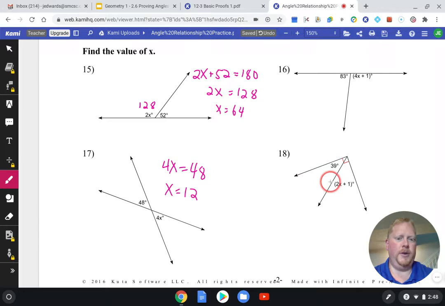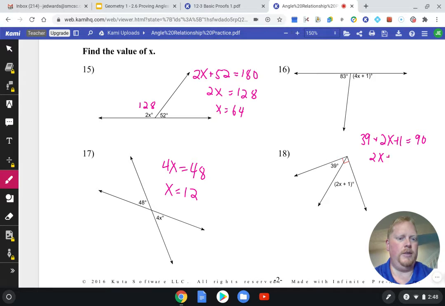Now, just for fun, let's go ahead and do question number 18. These two angles are not equal to each other, nor do they equal 180. But my clue here is that little red box, which tells me that's a right angle. So this angle plus that angle have to add up to 90. So 39 plus 2x plus 1 equals 90.